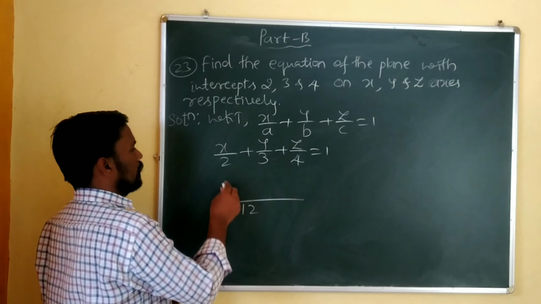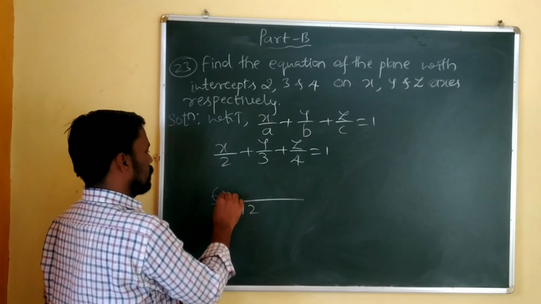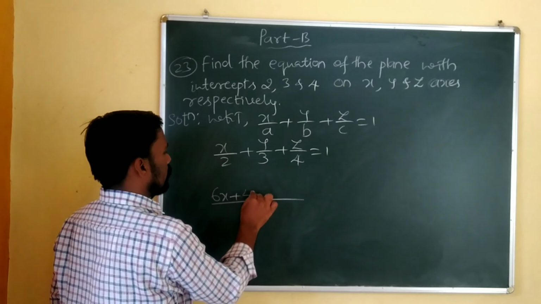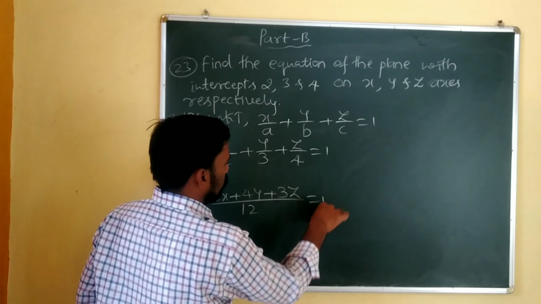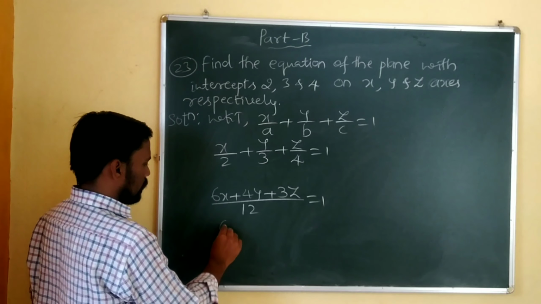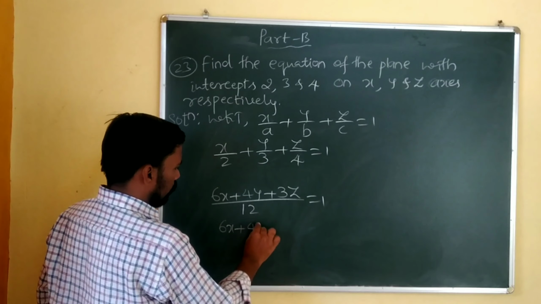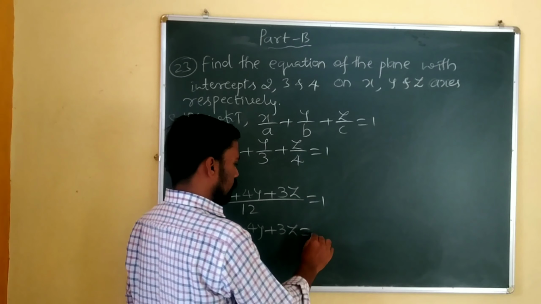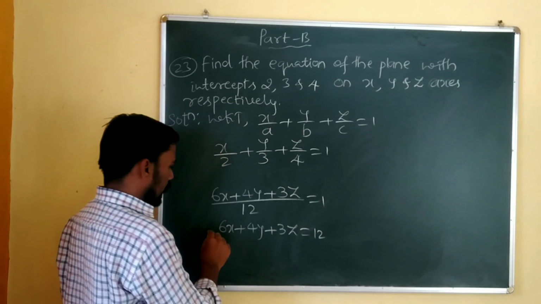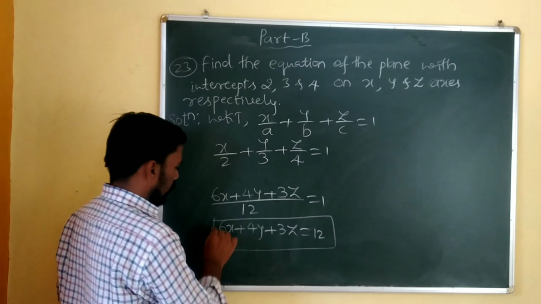Now balance it: 6, 4, 3 is equal to 1. Take cross multiplication. 6x plus 4y plus 3z is equal to 12 into 1, which is 12. This is the required equation of the plane.